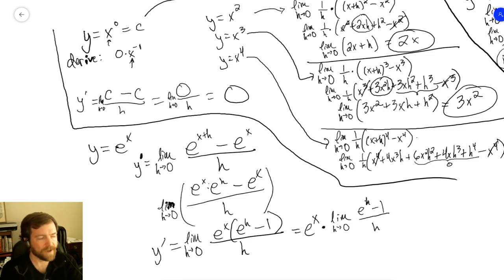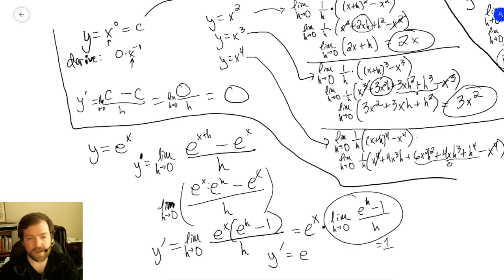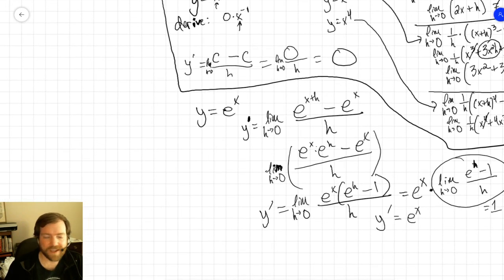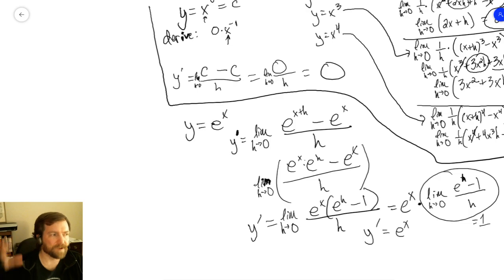As it turns out, there's a special limit for this. This is equal to 1. And so y prime for the original function y equals e to the x is e to the x. It is absolutely insane. So we can maybe talk about that some other time. It's one of the most handy, simple, and pretty awesome derivatives that you can find for all that.